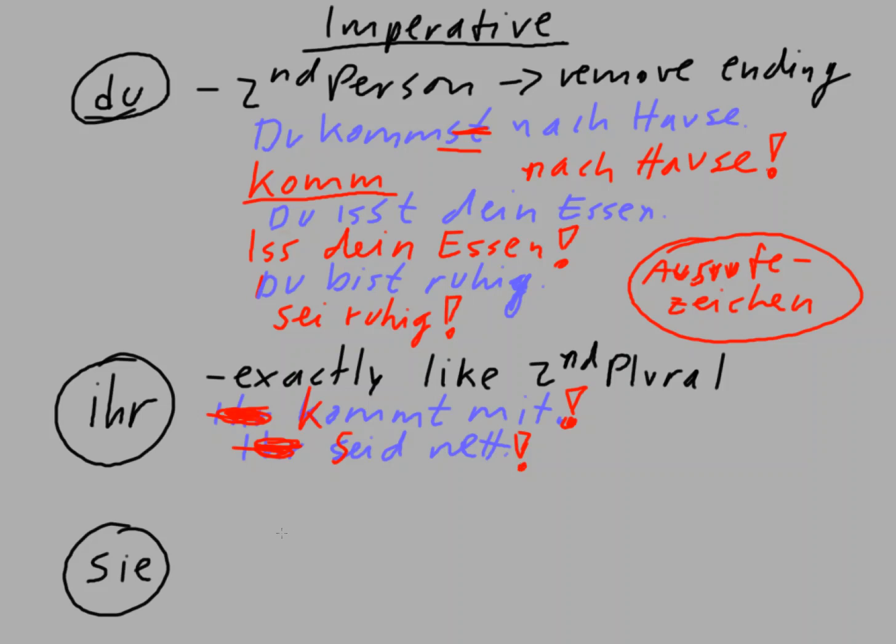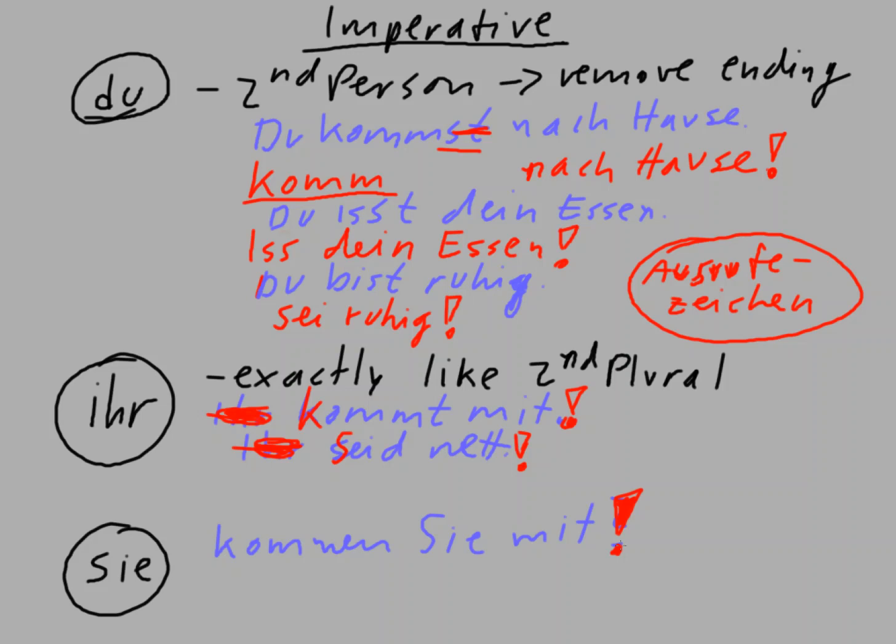We would be saying something like kommen Sie mit? That's a question, right? Kommen Sie mit? Well, guess what? This is your imperative right here. Change the question mark to an Ausrufezeichen and Bob's your uncle. Kommen Sie mit! All you do is put the verb in the beginning, just like with a yes-no question, right? And there you go.